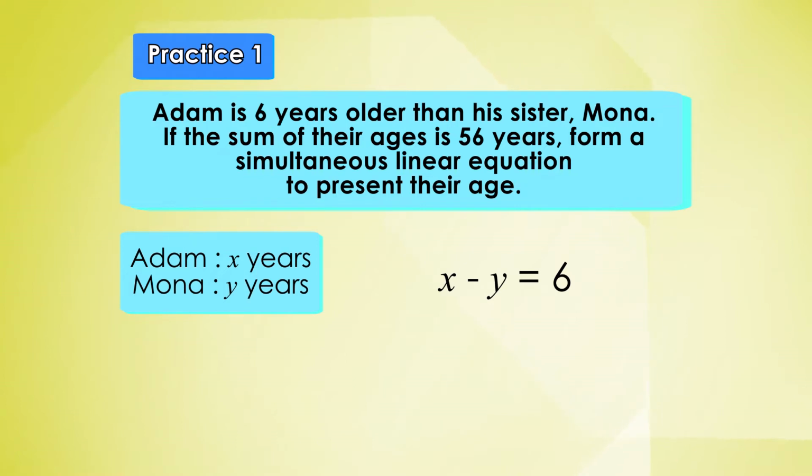Next, the sum of Adam and Mona's age is 56 years. So, we can write that as x plus y equals 56. You are doing great, boys and girls. I hope you were also able to form the equation just like this.